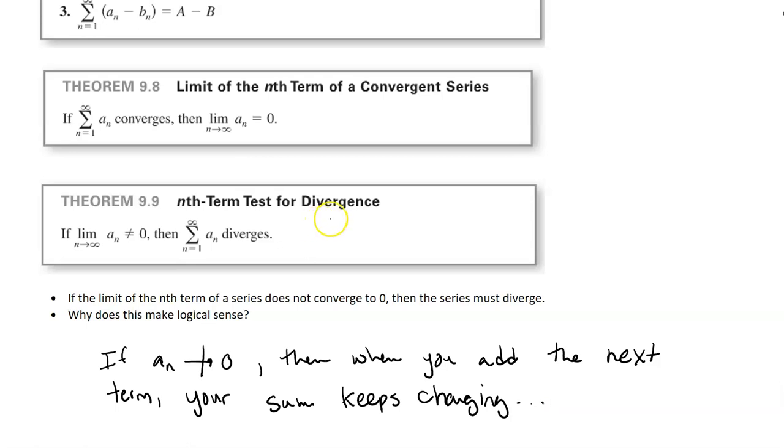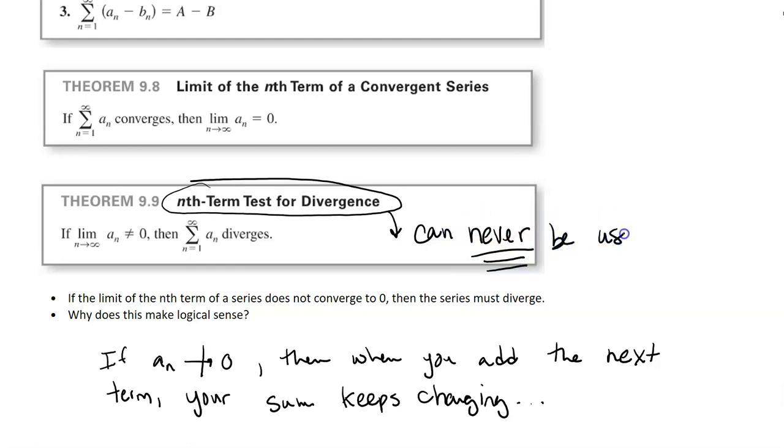But this is very, very important. The nth term test can never be used to show convergence. It only can be used to show divergence. So if you say this series converges by the nth term test, you are automatically 100% wrong. You can never use the nth term test to confirm that a series converges, only to show that it diverges.